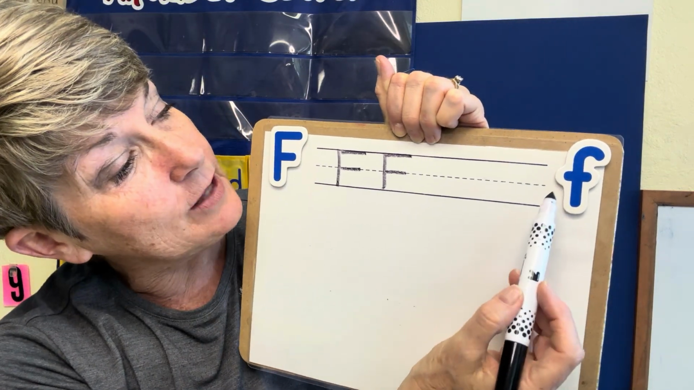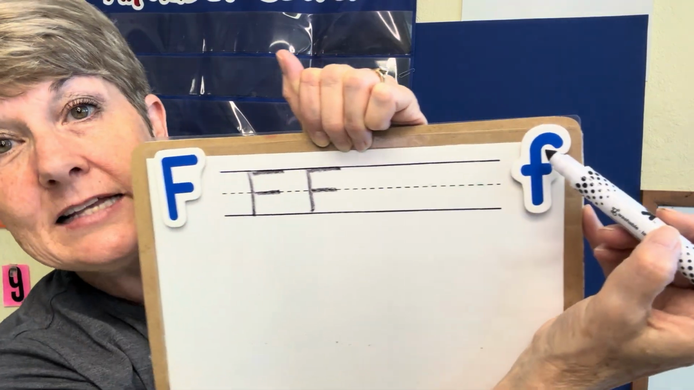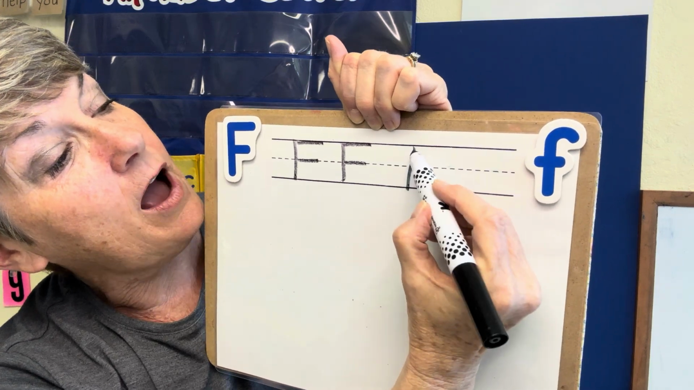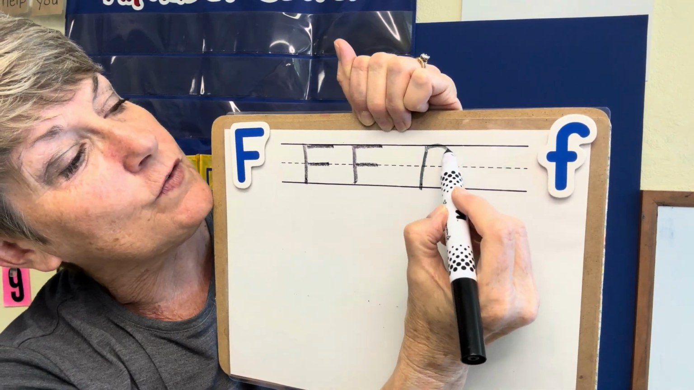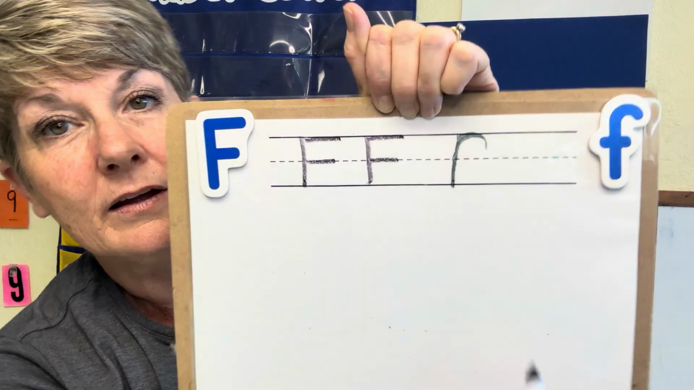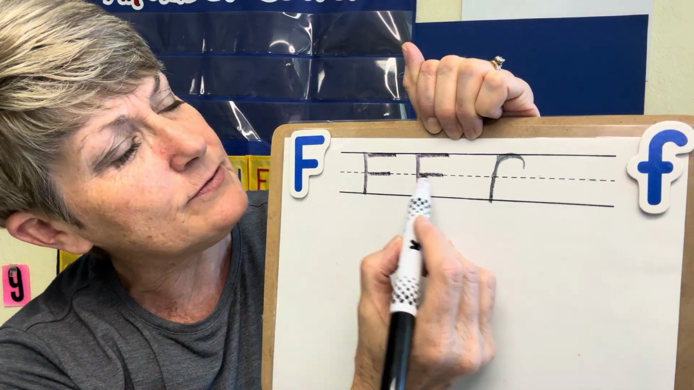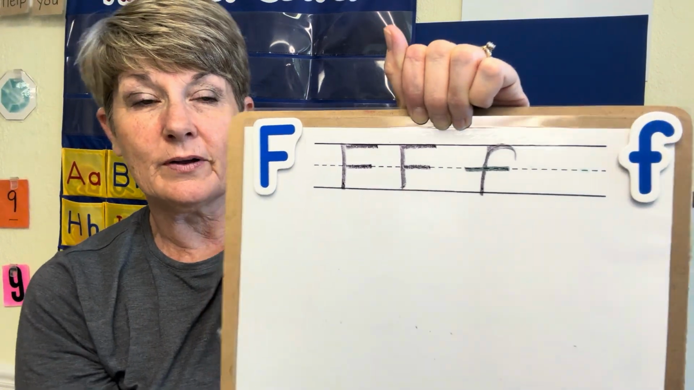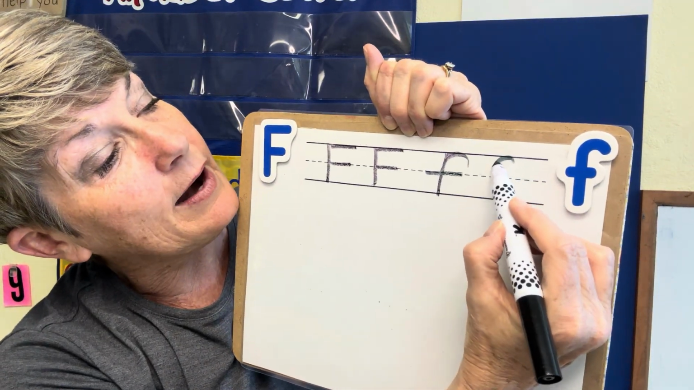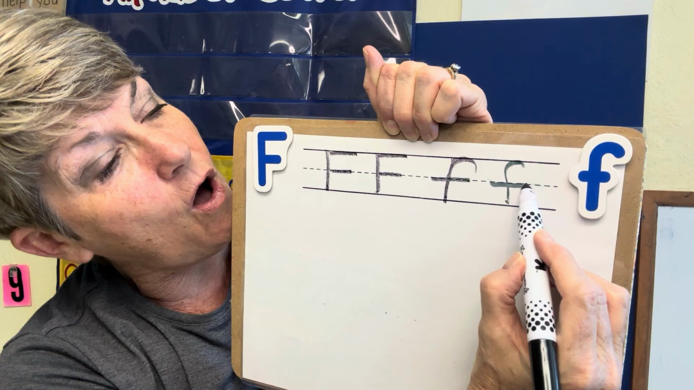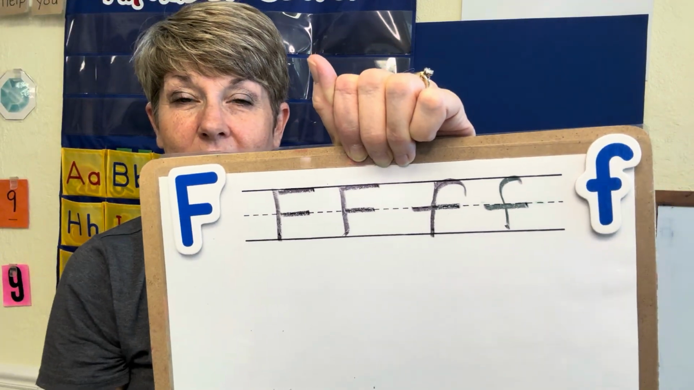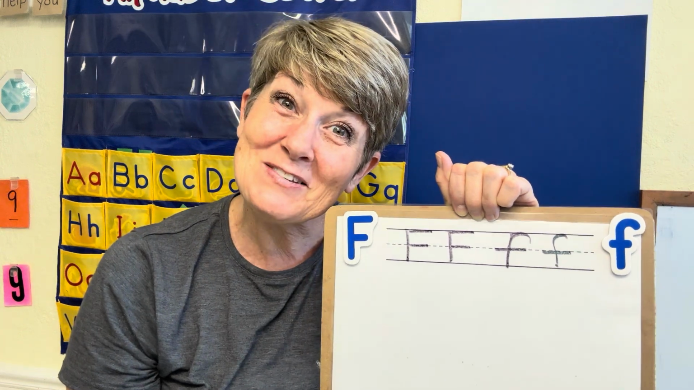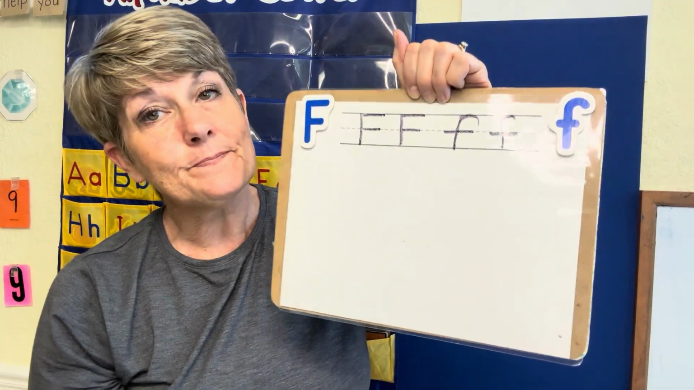Now let's try a lowercase f. Now look, it's got a line that goes down, but at the top, instead of going straight, it curves around. Can you see that? And instead of starting on this part, it goes all the way through. So it goes around and down and all the way through. Can you draw one of those? Nice work.